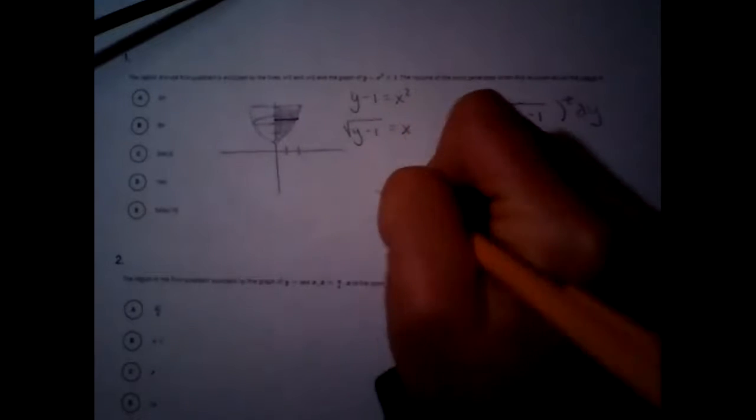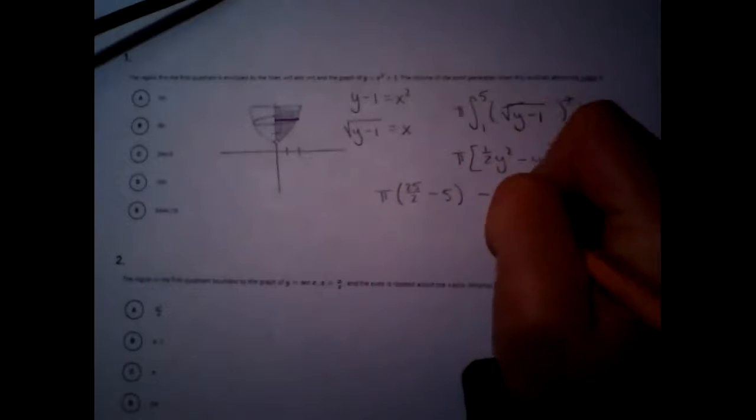So the squared and the square root cancel out. And then we're going to do the antiderivative. So 1/2 y squared minus 1y from 1 to 5. And unfortunately, we don't get to ignore either of the boundaries. Neither of them is 0. So plugging in 5, that's going to give us 25 halves minus 5. That's the upper boundary. And then the lower boundary, if we plug in 1, we get 1/2 minus 1.